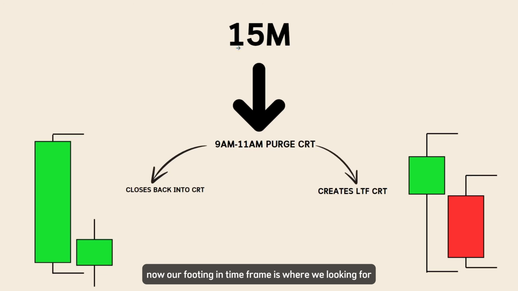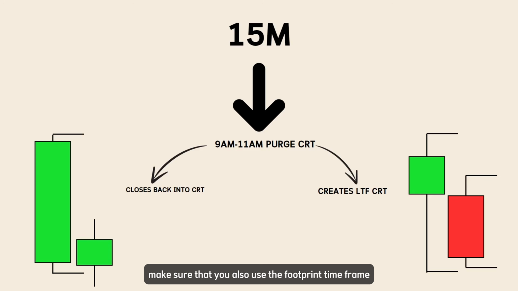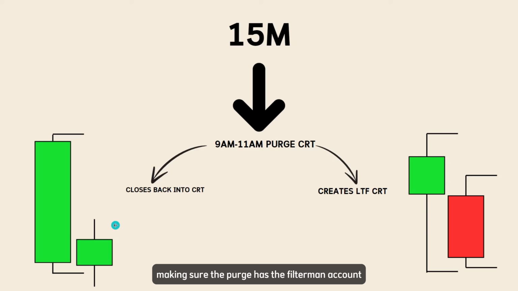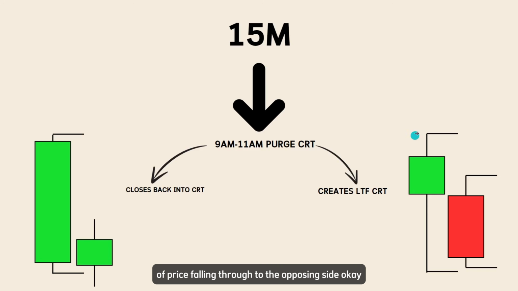Now, our 40-minute time frame is where we're looking for the purge of the CRT, okay? And this can either form from your 9 a.m. to 11 a.m. Eastern Standard Time, and you want to majorly make sure that you also use the 40-minute time frame to also look for any other confluences, such as price creating a lower time frame CRT. So here's your 4-hour CRT, price then comes on your 40-minute time frame and creates another CRT, and then it creates that major purge, making sure the purge has the 40-minute candle closing back into the CRT to ensure the highest probability of price following through to the opposing side.